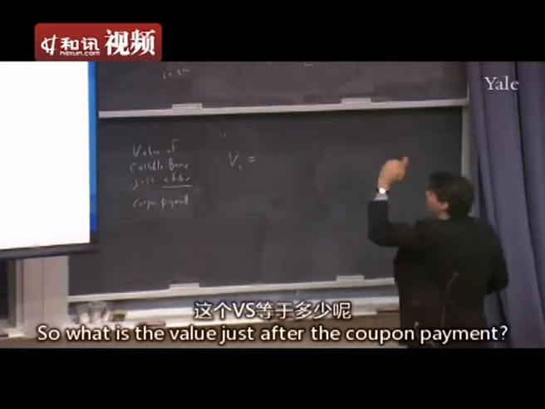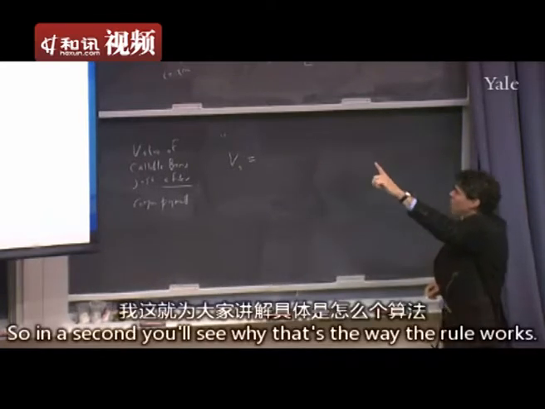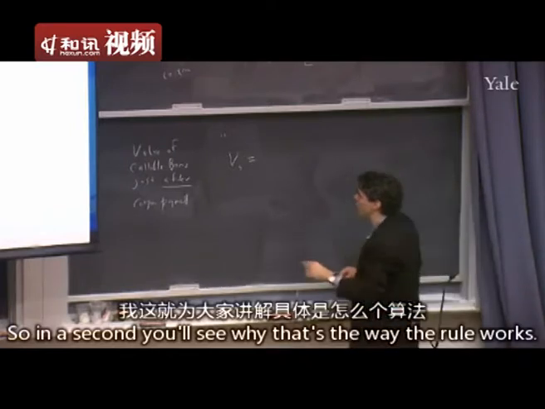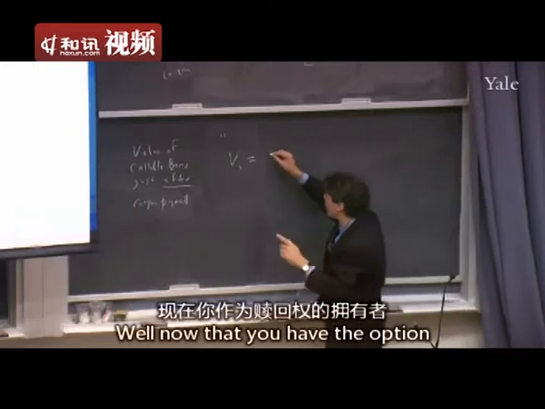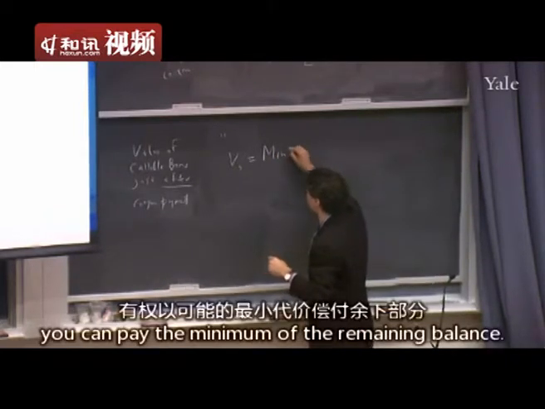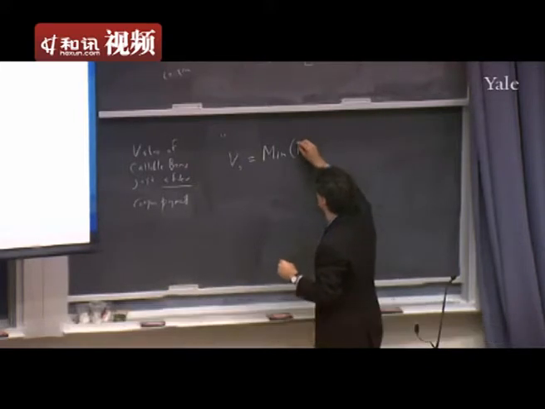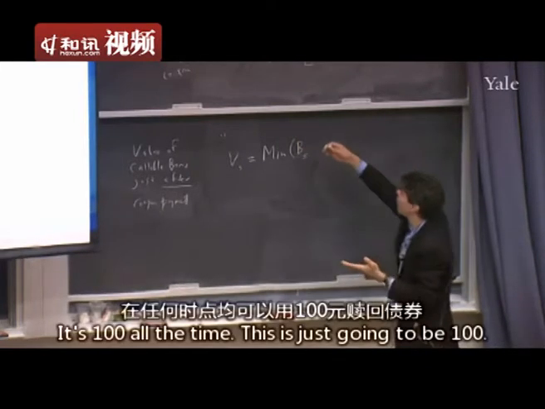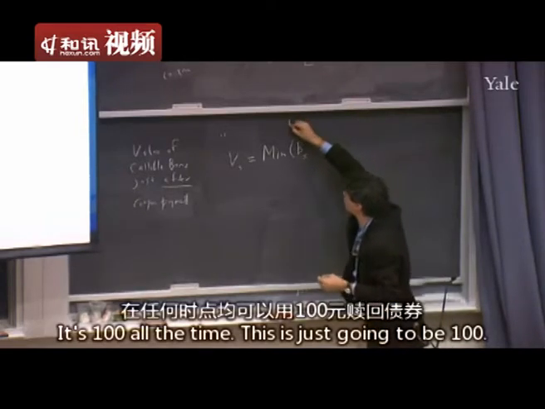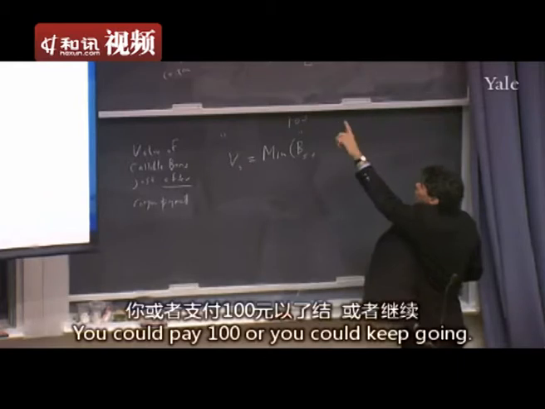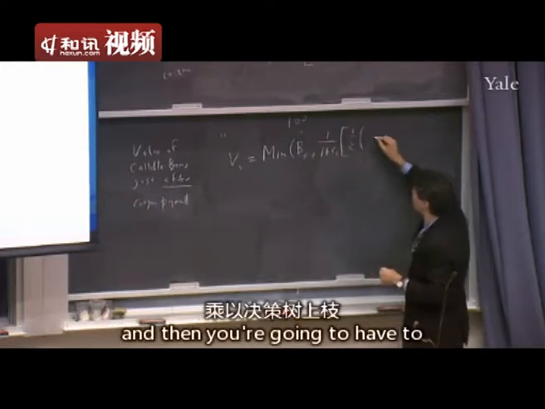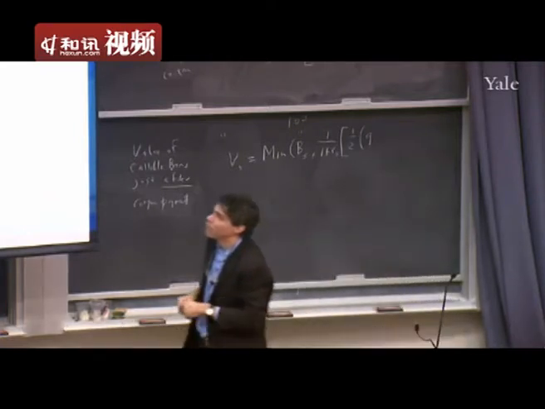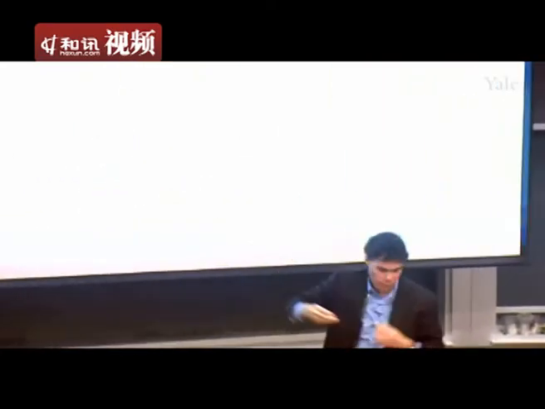Okay, so what is the value just after the coupon payment? That's when you have to call. In a second you'll see why that's the way the rule works. So just after the coupon payment, what's the value of the bond? Well, now that you have the option, you can pay the minimum of the remaining balance. It's 100 all the time, so this is just going to be 100. You could pay 100, or you could keep going. If you keep going, it's going to be 1 plus RS times a half, and then you're going to have to make the coupon payment.